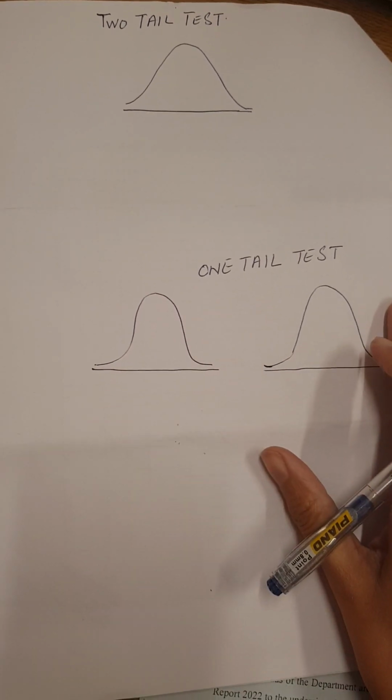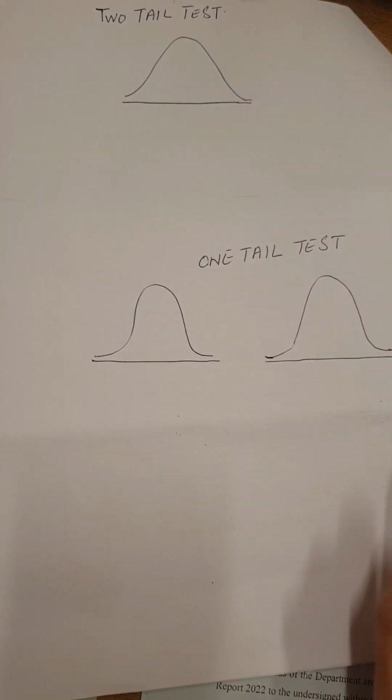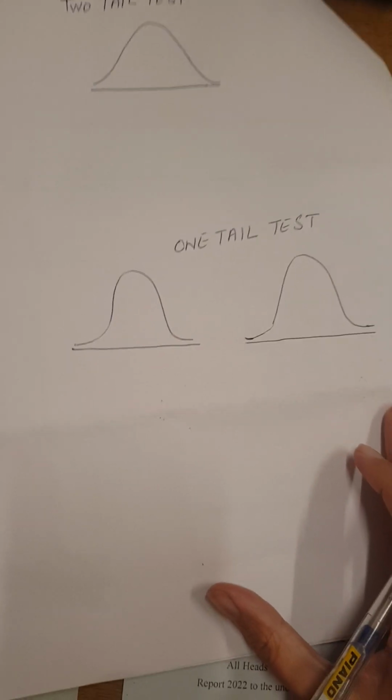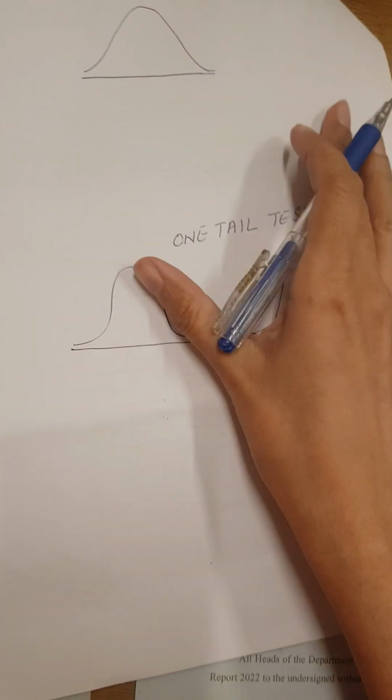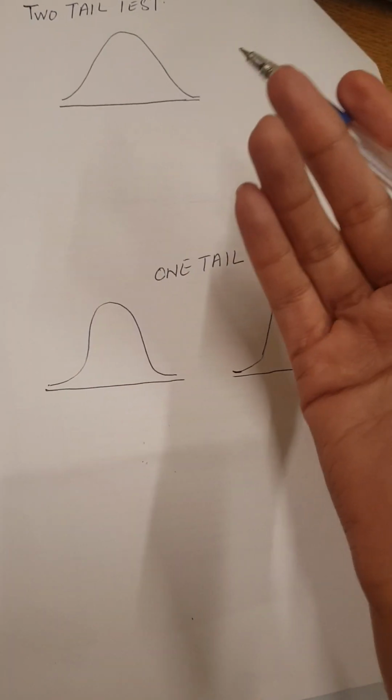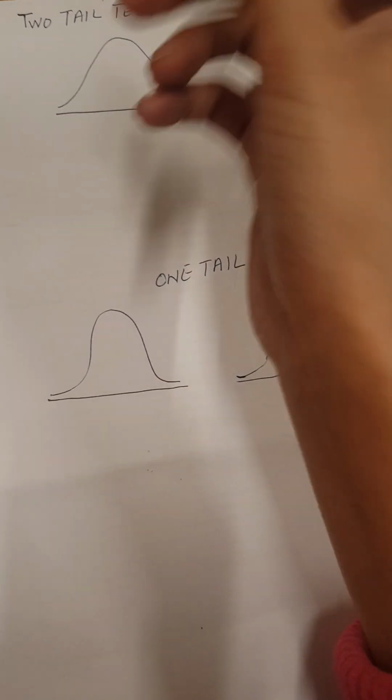So another very confusing topic is what is a two-tailed test and what is a one-tailed test, and what are the various scenarios where we have to use it. So let's try to simplify it, and here I have drawn the three bell curves, and I cannot draw them more accurately. So, the two-tailed test.